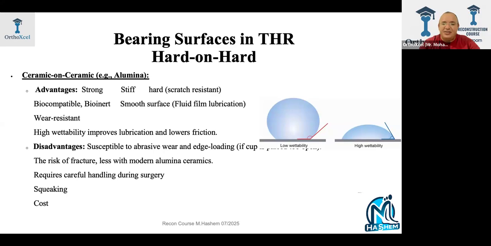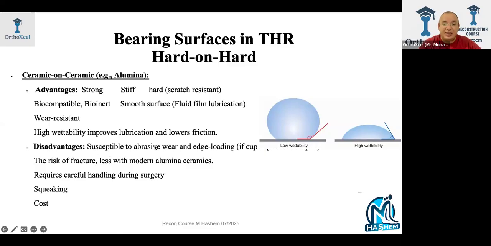What's the disadvantage? If it's very advantageous like that, why don't we use ceramic all the time? No, we cannot use ceramic all the time because of the disadvantages. Number one is that it is very costly. If you compare a ceramic-on-ceramic hip to a metal and poly hip, it's about 3 to 4 times the difference in cost.